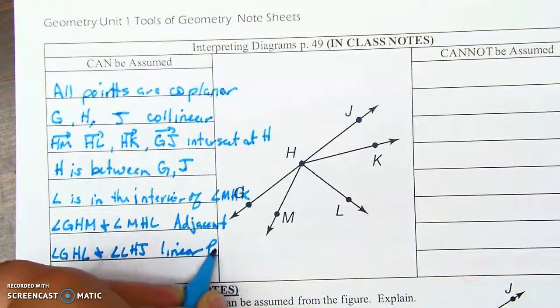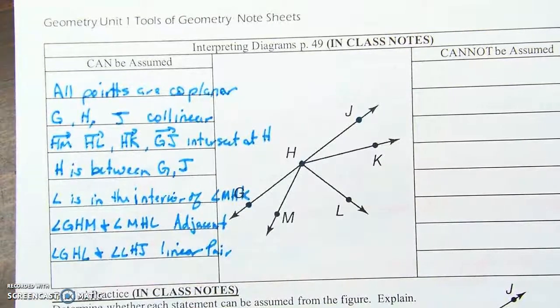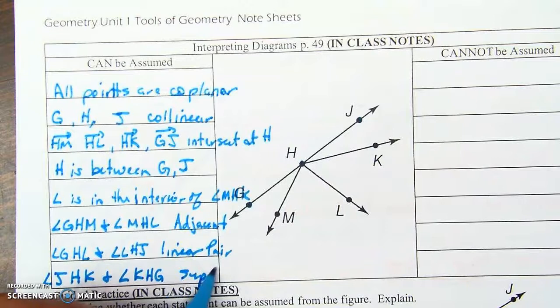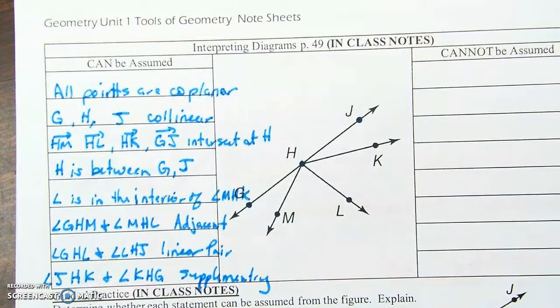And again, why can we say it's a linear pair? Because they are adjacent and they equal 180 degrees. And the last thing we can say is that angle JHK and angle KHG are supplementary. So there's lots of things in here that we can talk about.